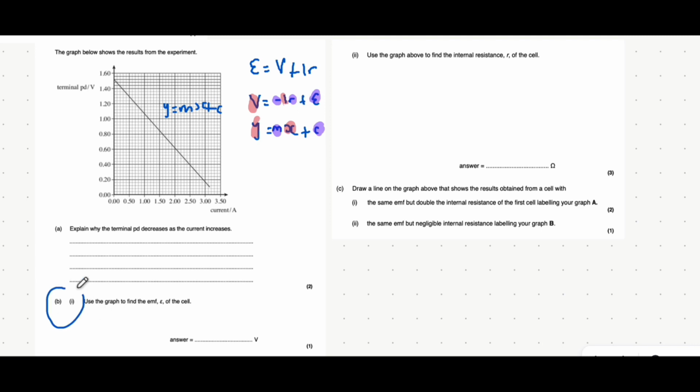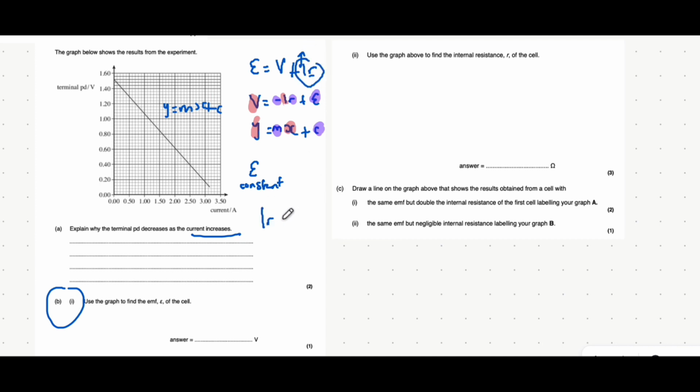That's going to be very useful in part B, but before we do that, let's explain why terminal PD decreases as the current increases. Well, the EMF is the total voltage that's provided by a battery. That's going to be constant because a battery can only supply so much potential difference. That potential difference splits up across these two types of voltages like we mentioned. If the current is higher, like it mentions in this part of the question, the internal resistance of course won't vary, but the lost volts would actually increase.